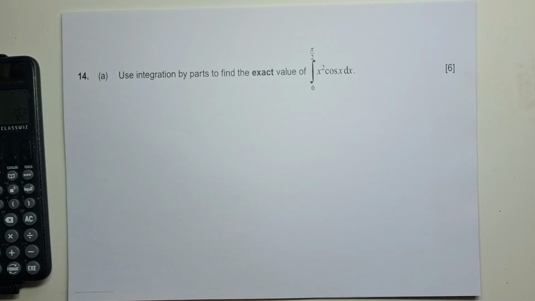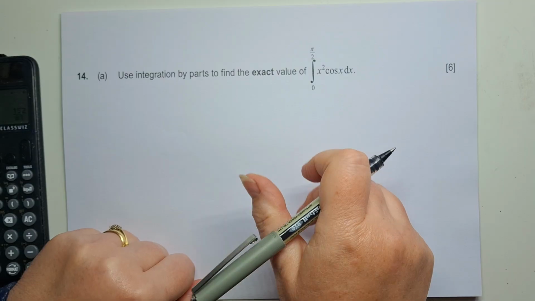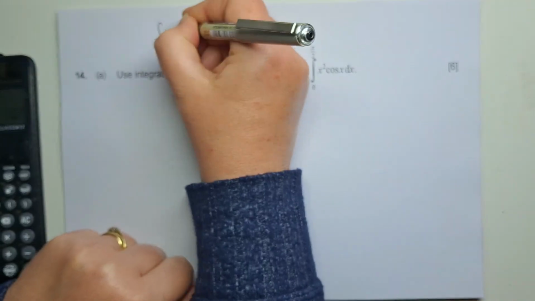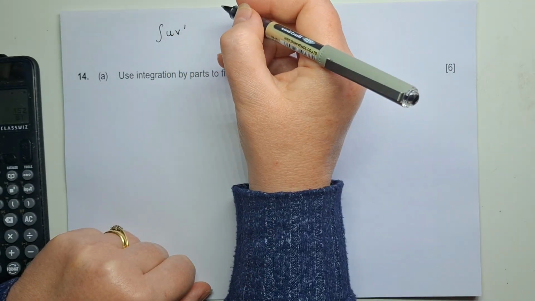Question 14a. Use integration by parts to find the exact value of the integral of x squared cos x dx. Okay, so your integration by parts formula is in the formula book.